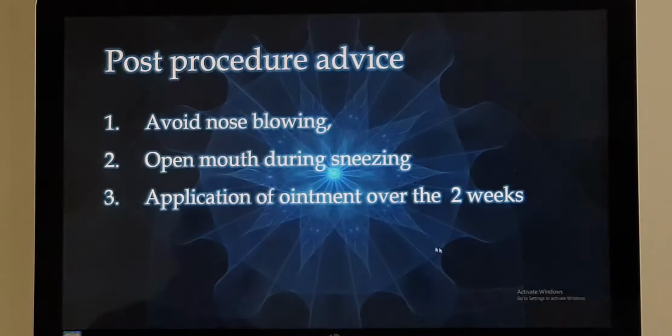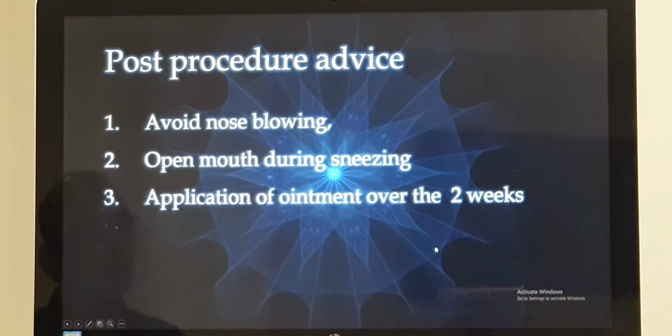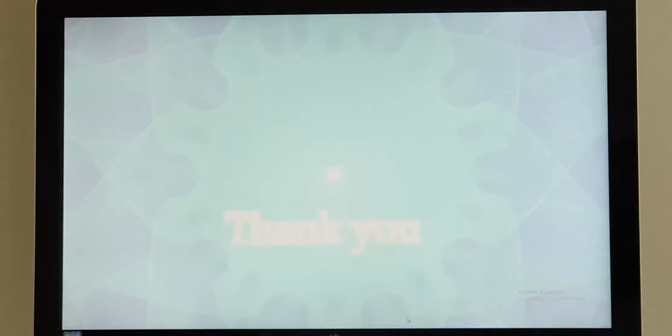Now, usually we don't give any course of antibiotics. If at all you want to give any medication, a mild painkiller for a day will be enough. There are certain things which are not supposed to be done. One is avoid nasal blowing. And if there is sneezing, try to open your mouth and sneeze. And do not forget to apply ointment over a period of 2 weeks.